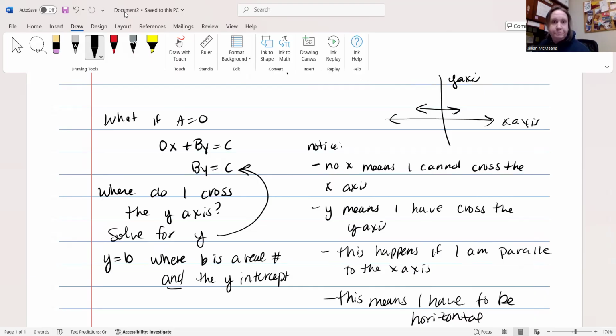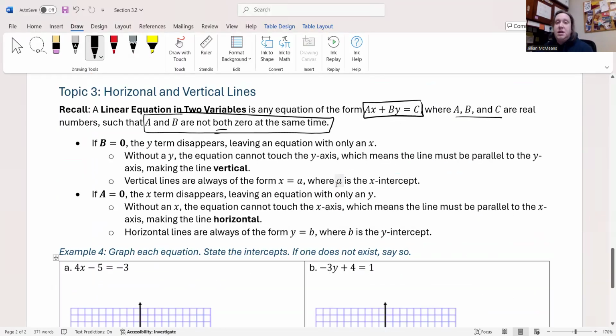So let's go to the notes packet, which is right here. Okay, so again, a linear equation is any equation of the form ax plus by equals c. A, b, and c are real numbers. The only condition is a and b cannot both be 0 at the same time. If b is 0, the y term disappears. And again, we're using the word disappears real loose here. It just becomes 0, okay? Leaving an equation with only an x. Without a y, the equation cannot touch the y-axis, which means the line must be parallel to the y-axis, making the line vertical. All right, vertical lines are always of the form x equals a, where a is the x-intercept.